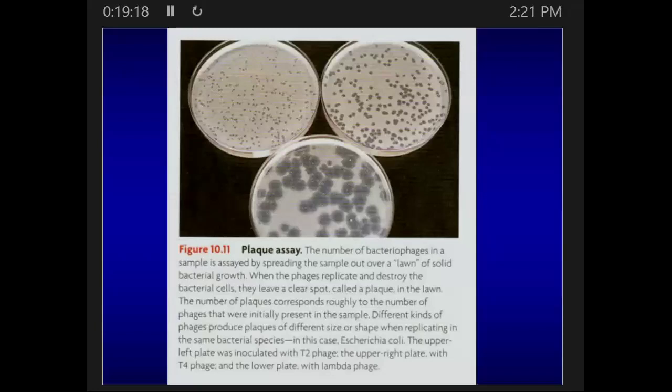I like this picture because it's pointing out the idea that not all plaques are identical. Each virus tends to have a pretty unique looking plaque. So that's another way to try to figure out what this viral particle might be, at least to some extent. You could get a little better feel for that. You could easily see that these plaques look different from each other. And so that information could be very helpful as well.